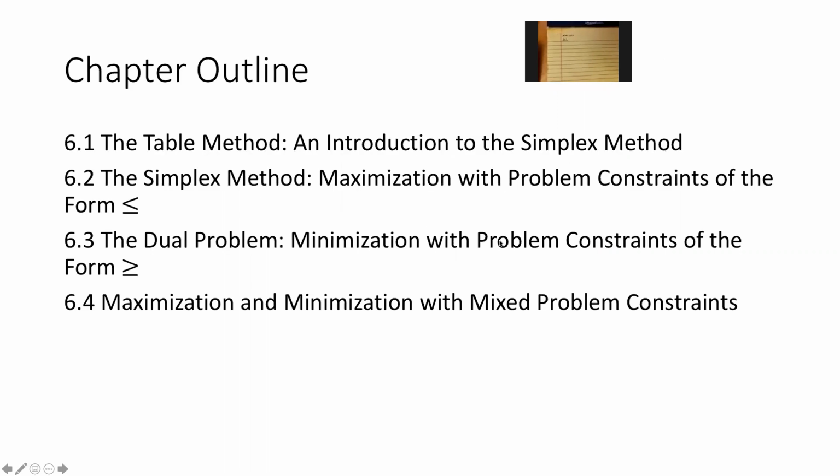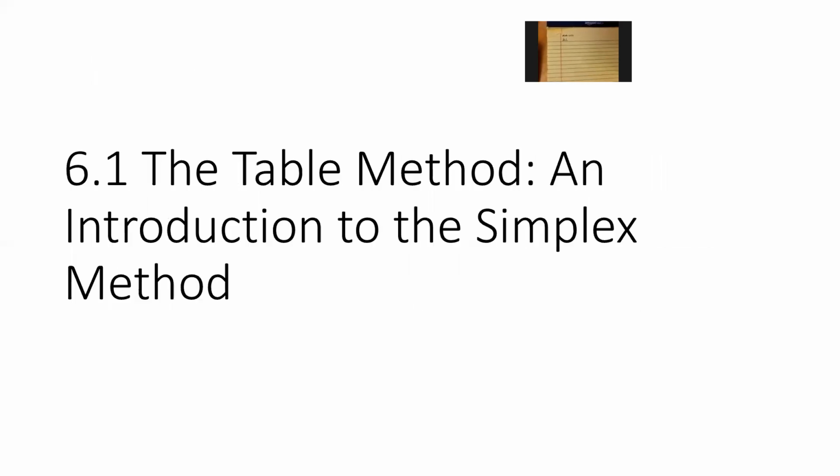So 6.1 is the table method, an introduction to the simplex method. It's pretty much quick and easy to go about doing things that way. And 6.2 will be the simplex method, the maximization with problem constraints of the form less than or equal to. And then 6.3 will do the dual problem. And it'll be minimization with the problem constraints of the form greater than or equal to. And then finally 6.4 will be max and mins, but with mixed problem constraints. So without further ado, we'll get into 6.1, which is the table method.